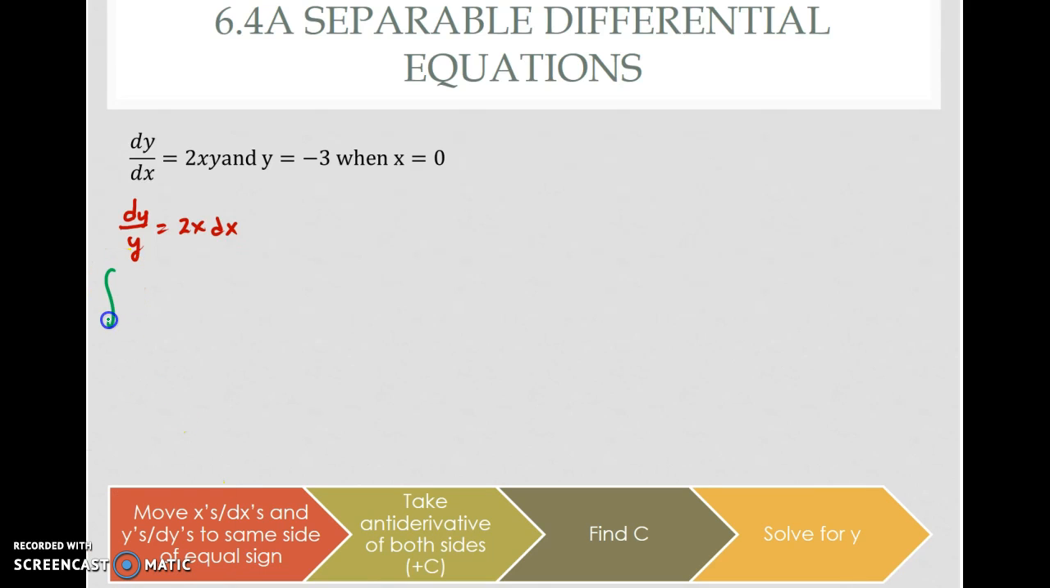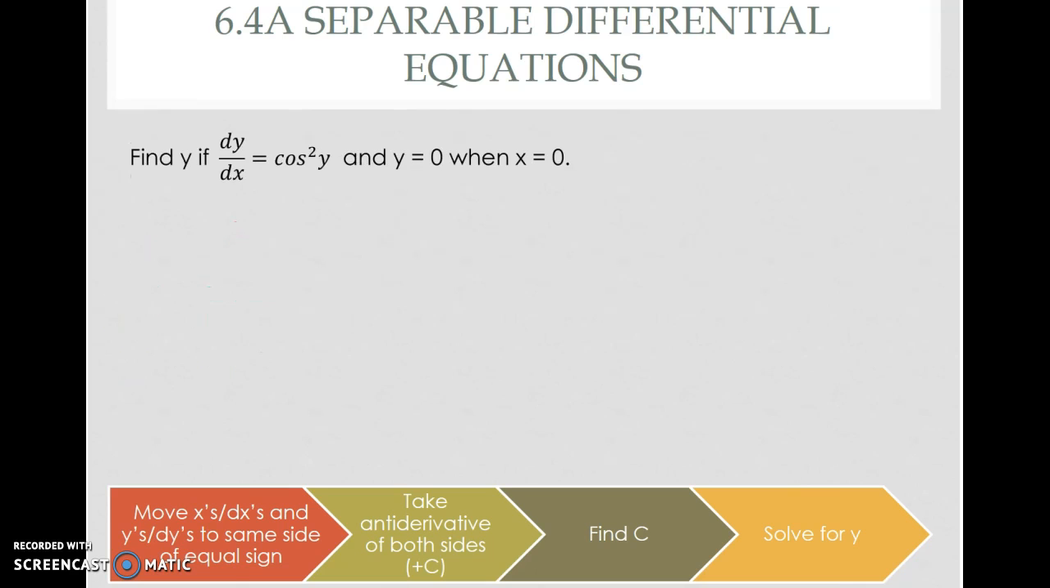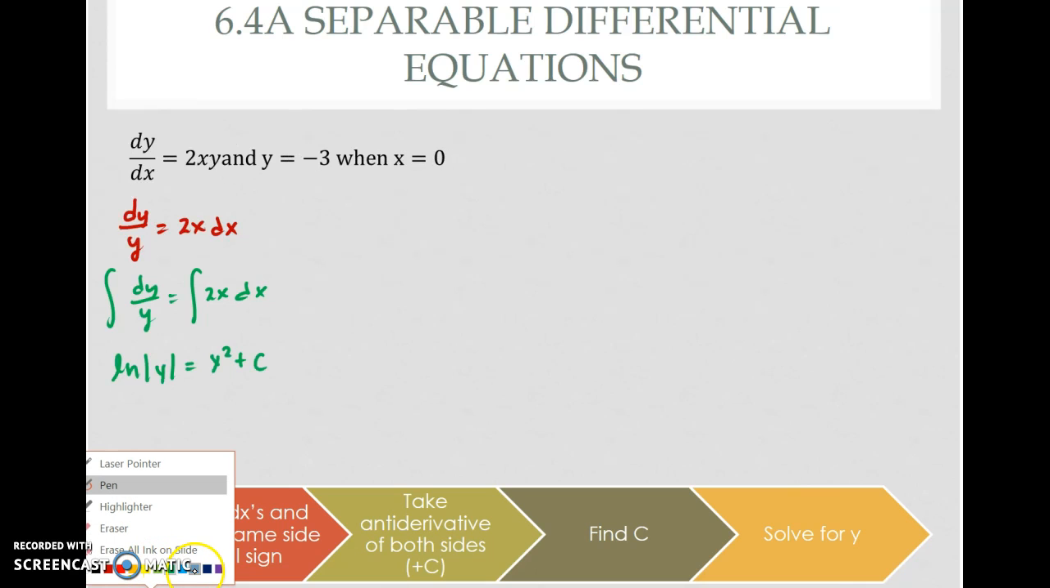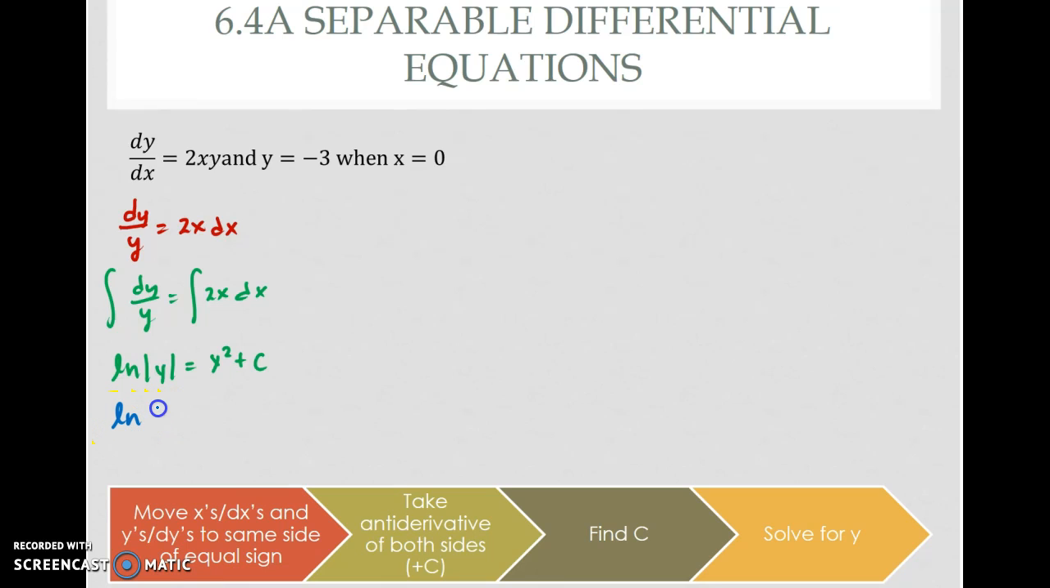Okay, then I'm going to take the antiderivative of both sides. So natural log of the absolute value of y is equal to x squared plus c. And then I'm going to solve for c. So y is equal to negative 3. Natural log of 3 is equal to 0 plus c. So c is equal to natural log of 3.